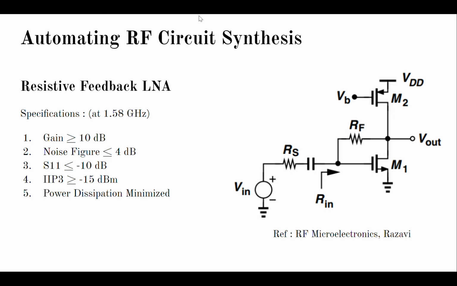Aniruddhan, and this is my video demonstration for the project Automating RF Circuit Synthesis, specifically for the Resistive Feedback LNA. The specifications are given at 1.58 GHz and they are as follows.